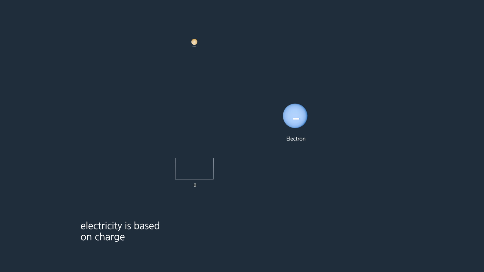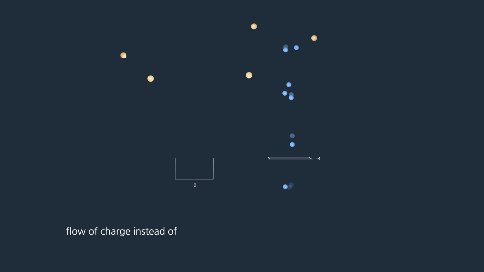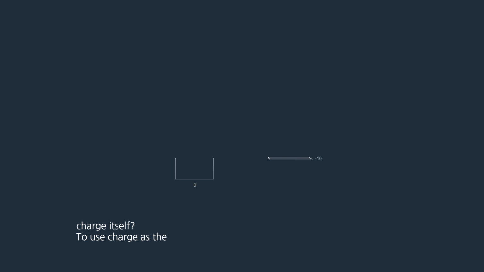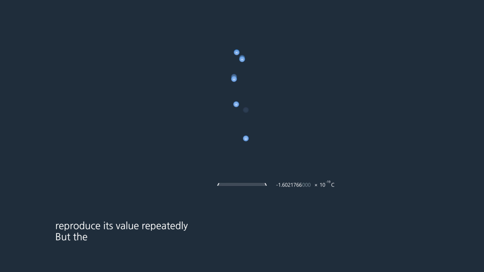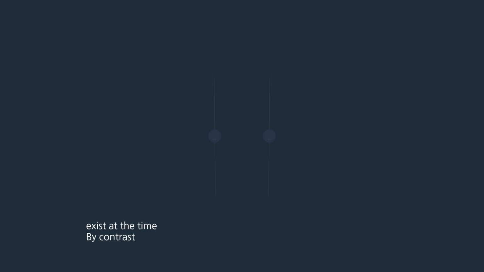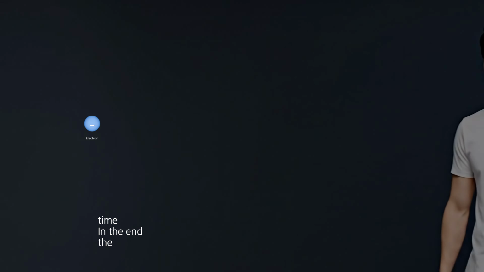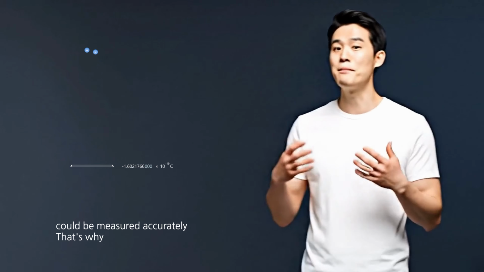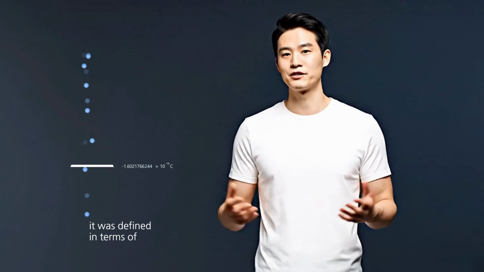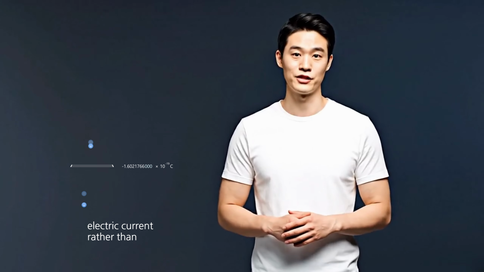If electricity is based on charge, why is the fundamental quantity defined as electric current, the flow of charge, instead of charge itself? To use charge as the standard, we would need to isolate a single charge and reproduce its value repeatedly. But the technology simply didn't exist at the time. By contrast, an electric current produces forces and magnetic fields, and these effects could be measured precisely and reproducibly even at the time. In the end, the standard had to be based on what could be measured accurately. That's why it was defined in terms of electric current rather than charge.